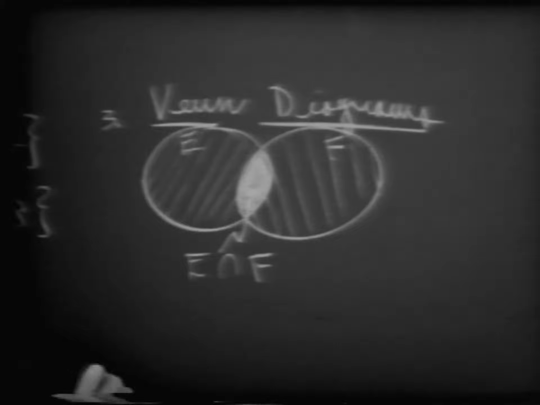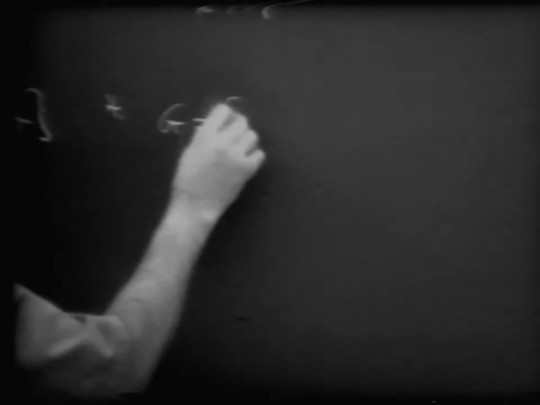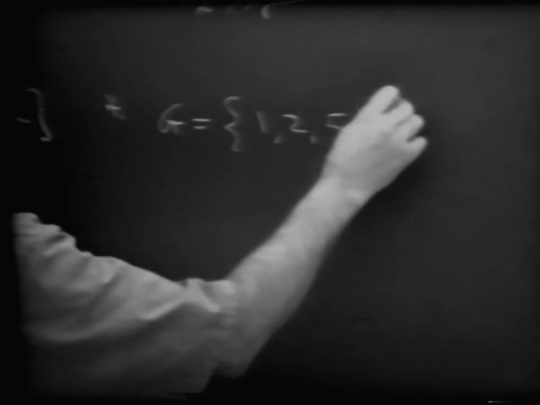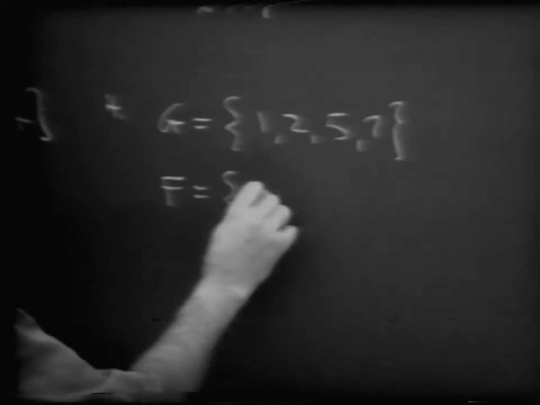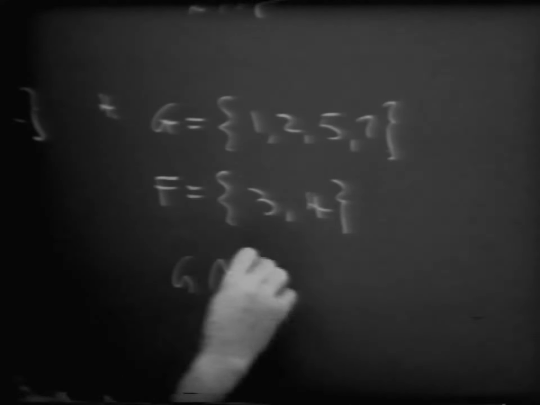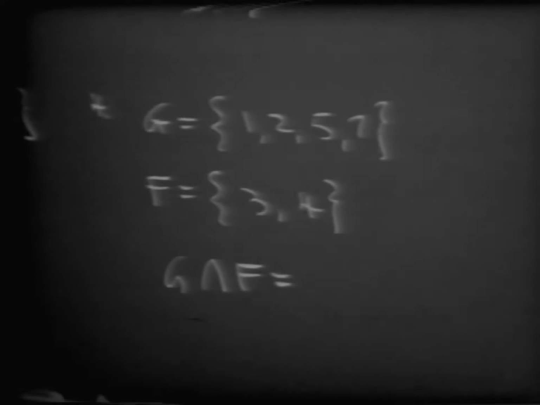Suppose I had another example in which I took some set, let me call it set G, consisting of the elements 1, 2, 5, 7. And now let's suppose we had some other set F consisting of the elements 3 and 4. Now, suppose I were interested in G intersection F, and what do you think we can say about this set? And Sally says, the graph would be null.